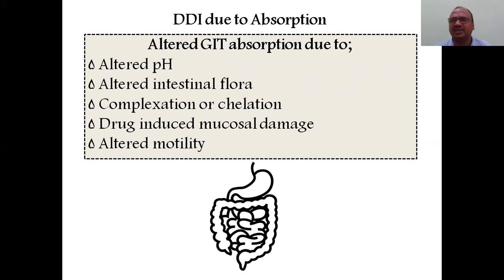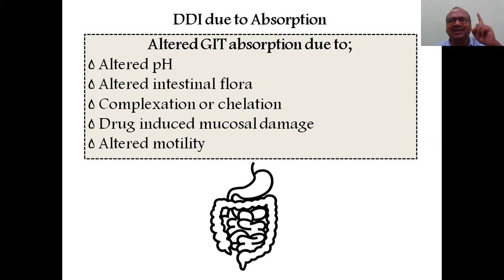First, we'll start with the absorption. In the absorption, how will the drug interaction happen? Altered GIT absorption. Absorption takes place, we know, from the GIT only, the gastrointestinal tract. During the absorption process, there are 5 chances: 1, 2, 3, 4, 5. All these 5 chances are very, very important.